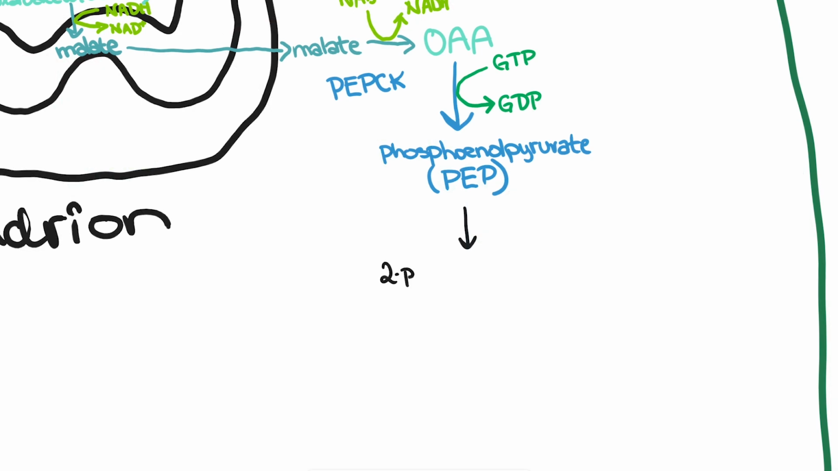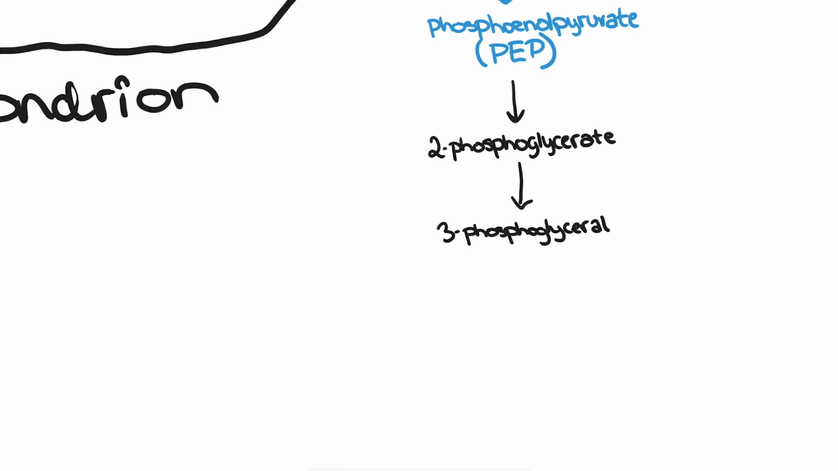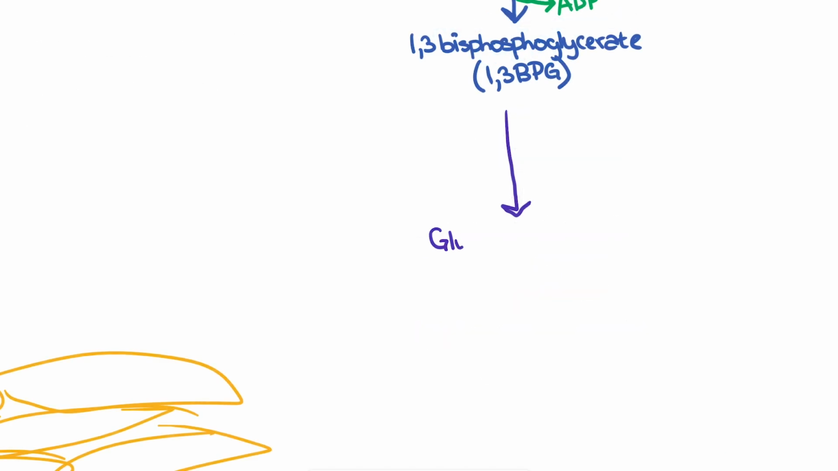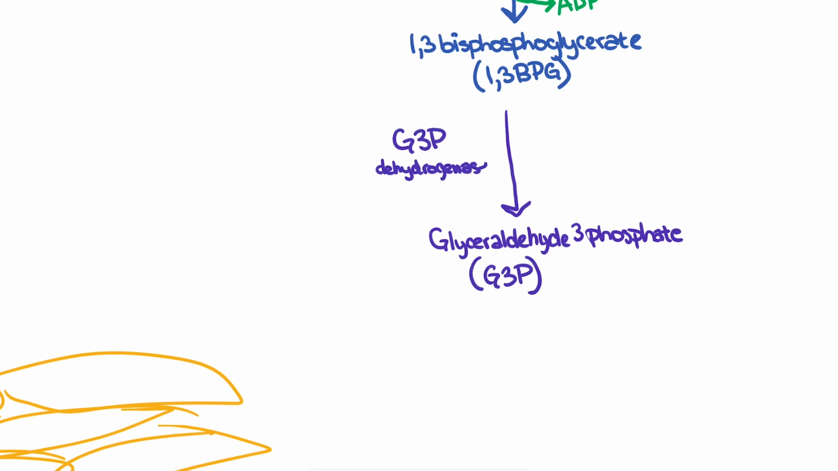Some other reactions occur that take PEP to 2-phosphoglycerate and then 3-phosphoglycerate, but those aren't that important. The next reaction we really care about is 3-phosphoglycerate becoming 1,3-bisphosphoglycerate, which is abbreviated to 1,3-BPG. This requires the use of ATP to get that extra phosphate group on the BPG. Next, the extra phosphate group is going to leave, and G3P, or glyceraldehyde 3-phosphate, is going to be made. The enzyme that's used to make this is called glyceraldehyde 3-phosphate dehydrogenase. And NAD+ is going to be made by using up NADH. Inorganic phosphate's also made, but that's not drawn here.